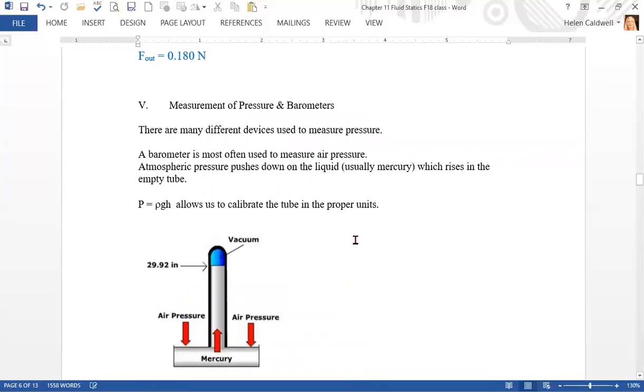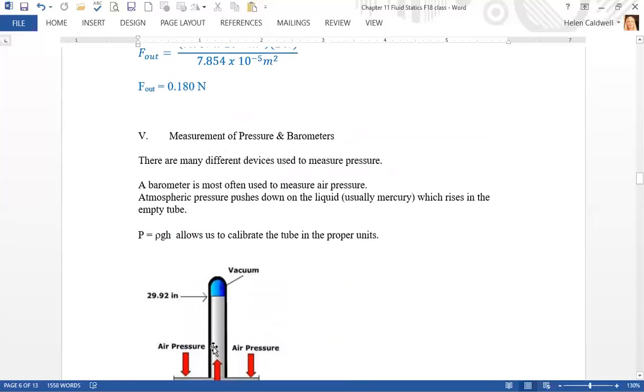And we can use P equals rho g h. This would be h. You can use h and g and rho, in the right densities and the right units, to be able to convert a distance to a pressure.